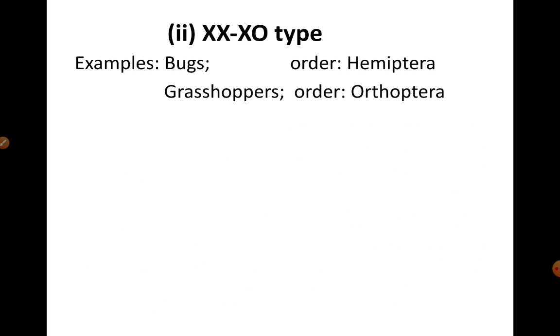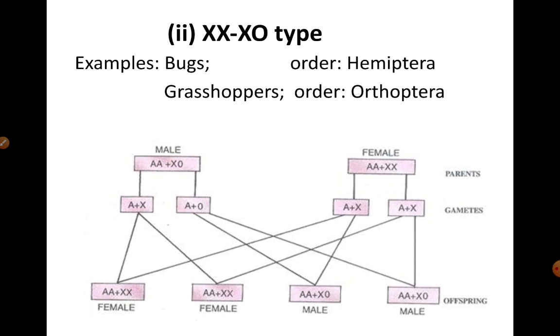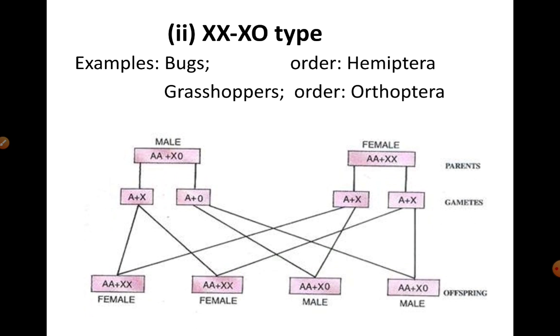Now if you look at the other type, the XX and XO, here the male is heterogametic having only 1 X chromosome and it lacks the other sex chromosome. Now such kind of examples are normally seen in roundworms and in some insects, like some bugs belonging to the order Hemiptera, or in grasshoppers, or some insects which in turn belong to the order Orthoptera. So here the females will have 2 sex chromosomes represented as X and X.